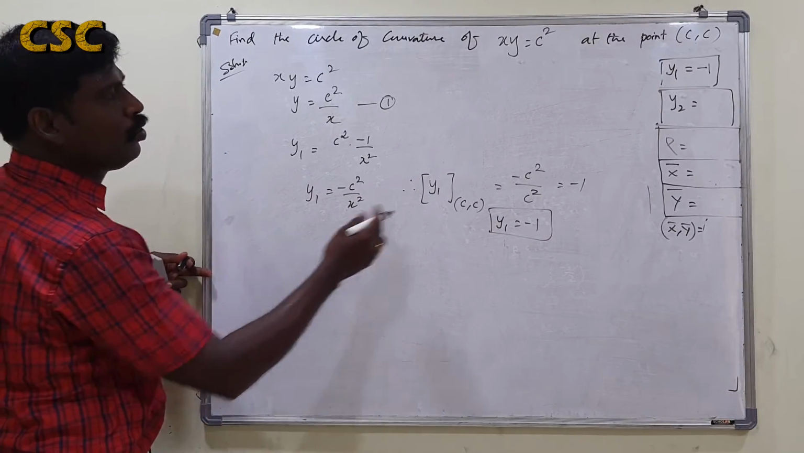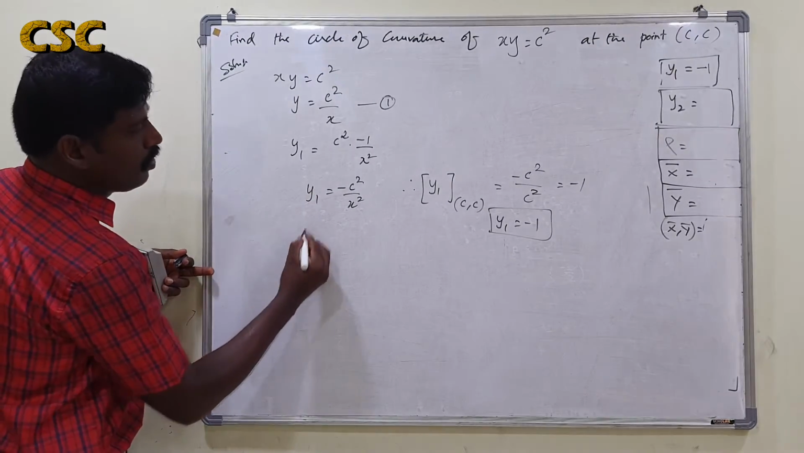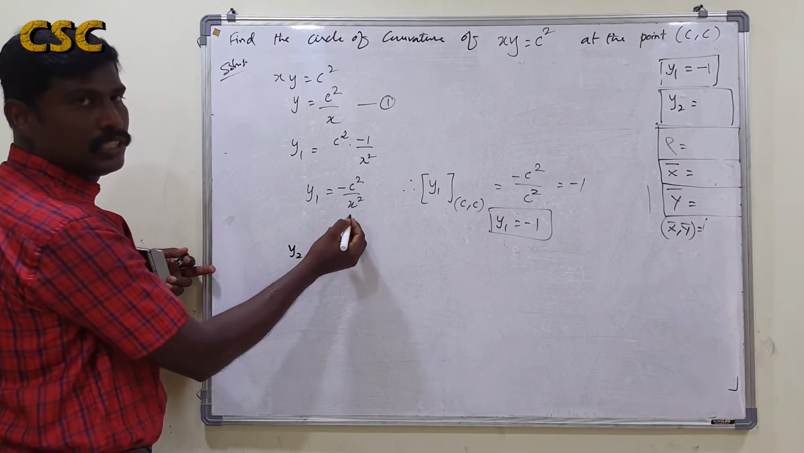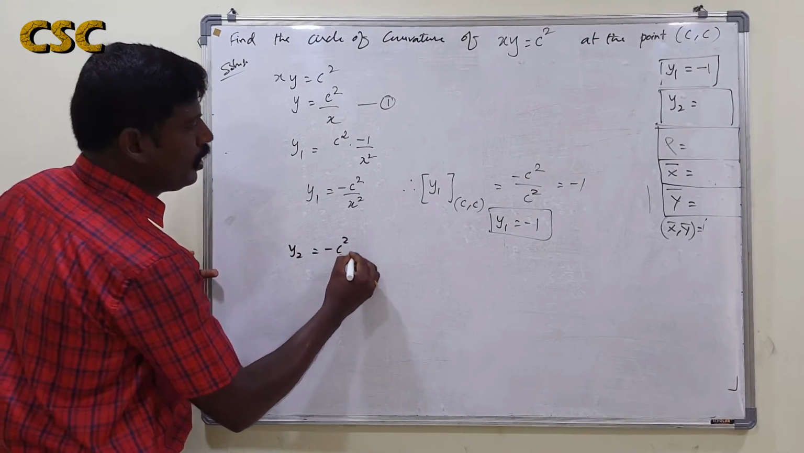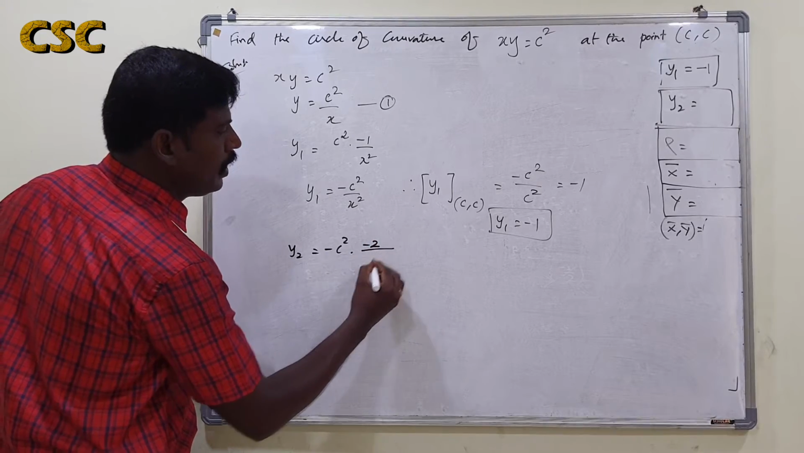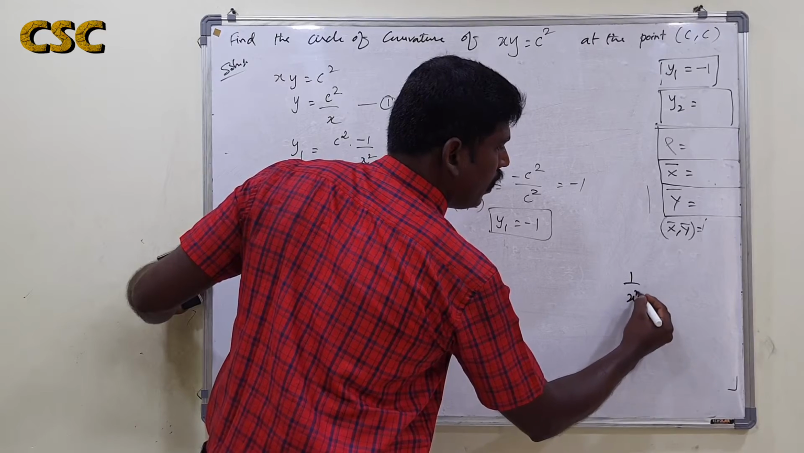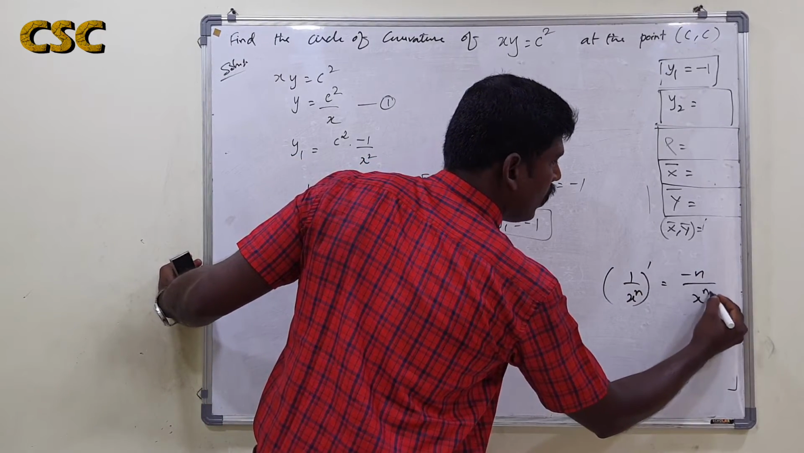And then to find y2, differentiate this y1 with respect to x once again. So y1 becomes y2 equal to, again the denominator is x, so we can apply the 1 by x power n formula. So minus c square into minus n by x to the power n plus 1, right? What is the derivative of 1 by x power n? Minus n by x to the power n plus 1.